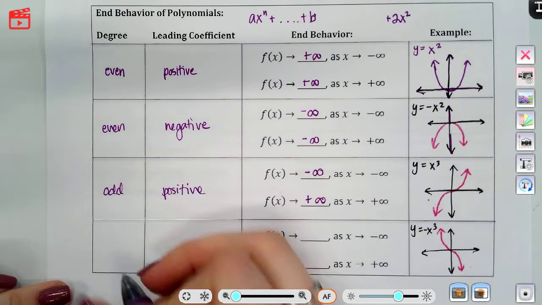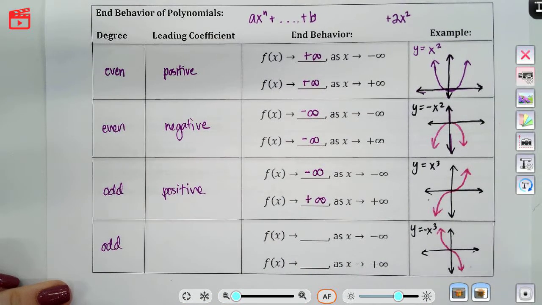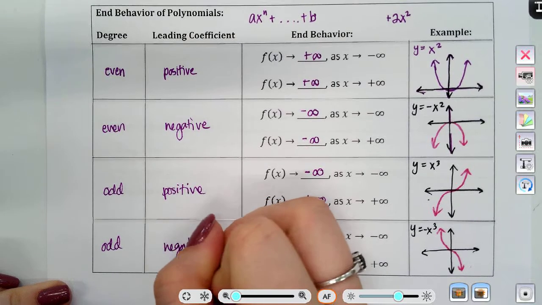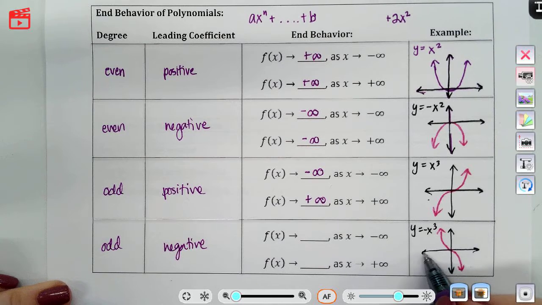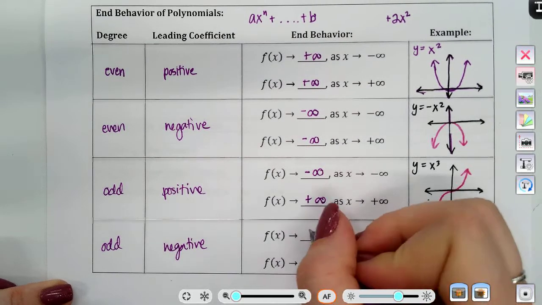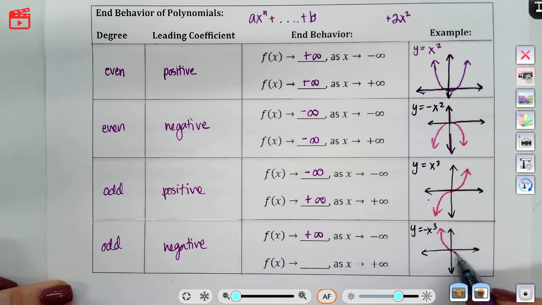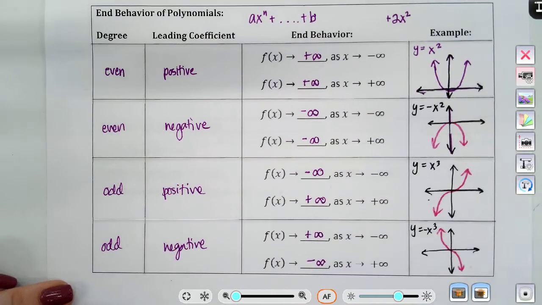And the last option, once again, is an odd exponent, or an odd degree, and our leading coefficient is negative. So this time, as our x values are approaching negative infinity, our y values are actually going upwards, approaching positive infinity. And then, as our x values are approaching positive infinity, our y values are heading down towards negative infinity. Okay, and there we go.